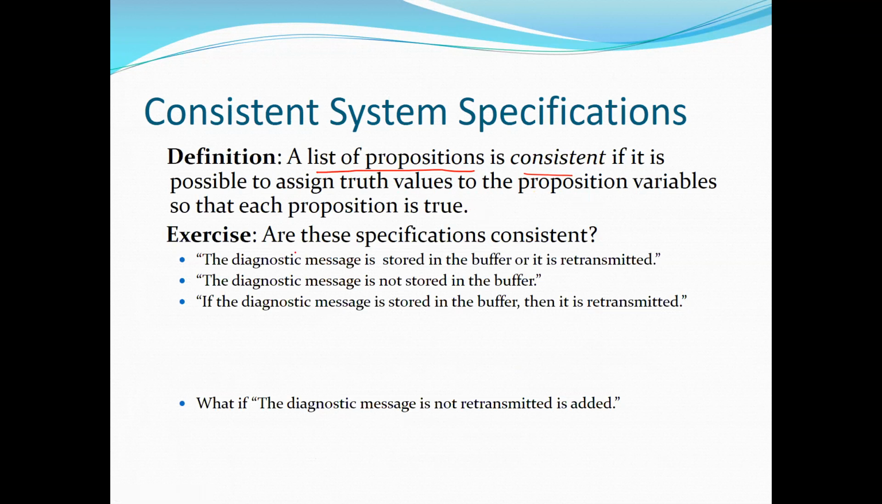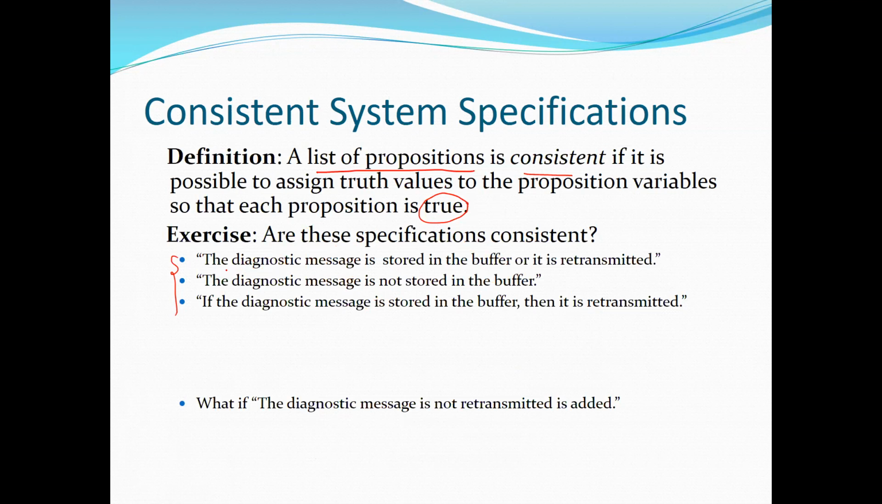true. For example, if I have these three proposition statements and I assign values to these propositions and I get true for all of them, then these three propositions are consistent. If I do not get the true value for all three, the specifications are not consistent. Let's convert them into propositional logic and then let's see.